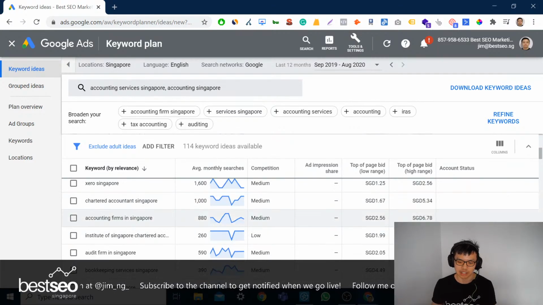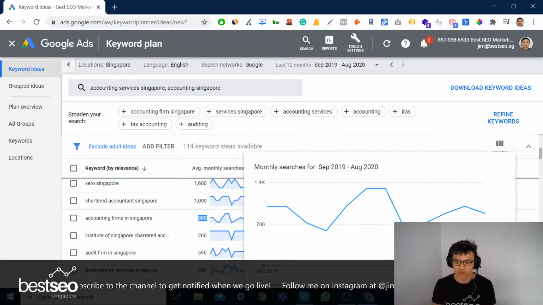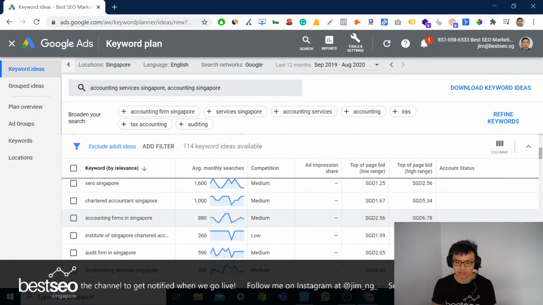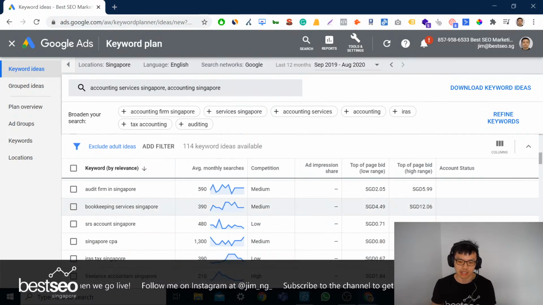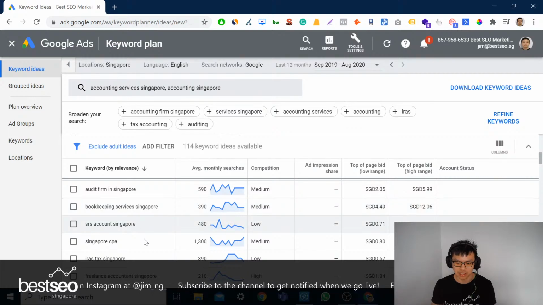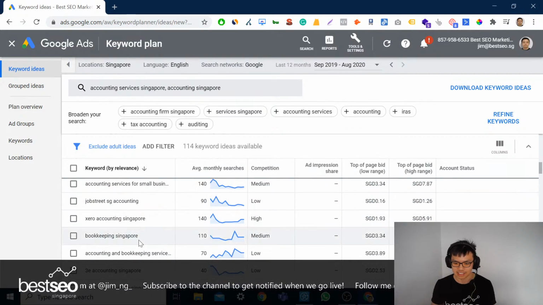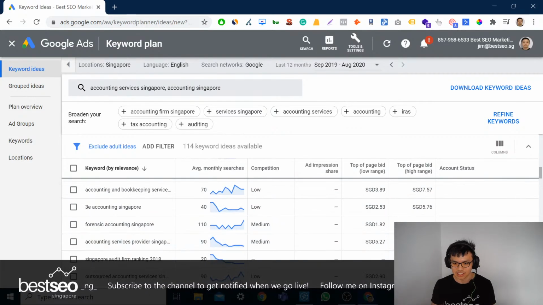Aside from that, you can see people are typing in things like accounting firms in Singapore. There's 880 searches, with a cost per click anywhere between $2.56 and $6.78. I'm not going to go through the rest because all these things are pretty much what accounting firms or corporate secretarial services companies do, like bookkeeping, IRAS tax, Xero accounting, and the list goes on, outsource accounting services.